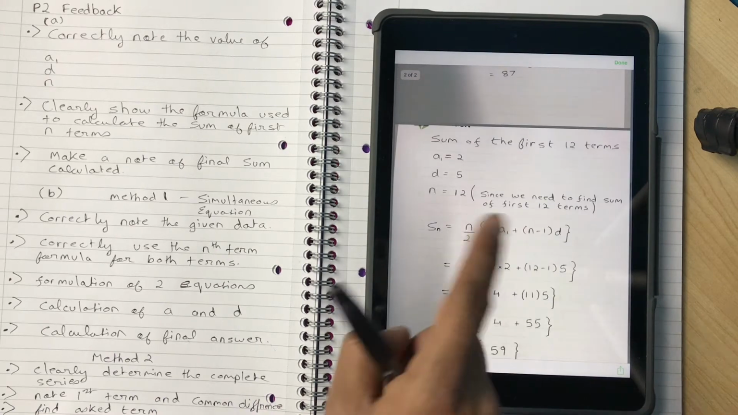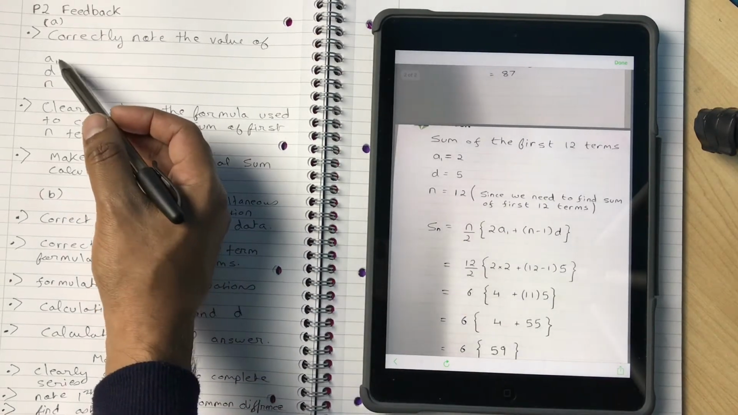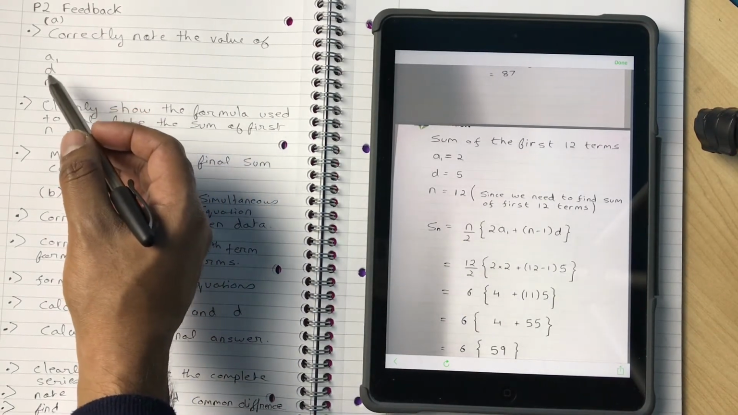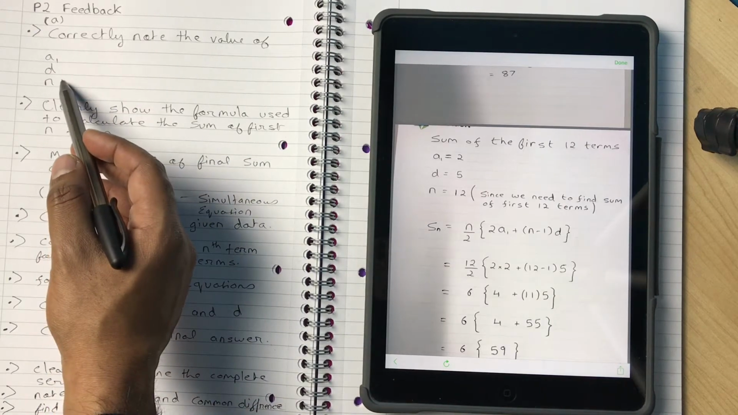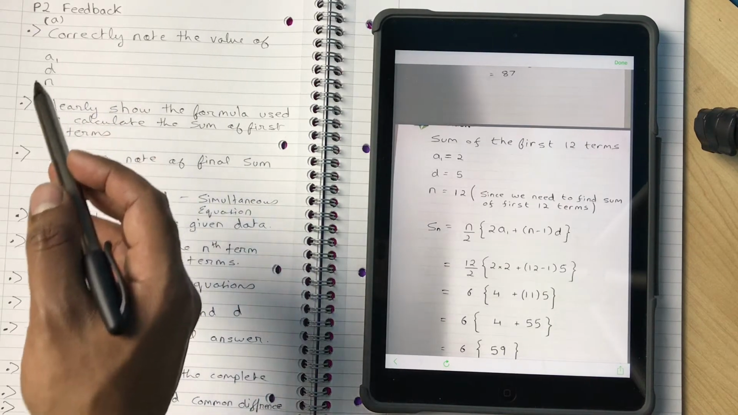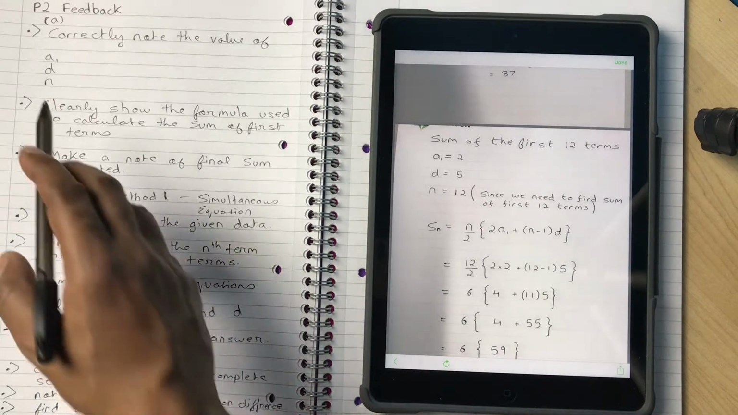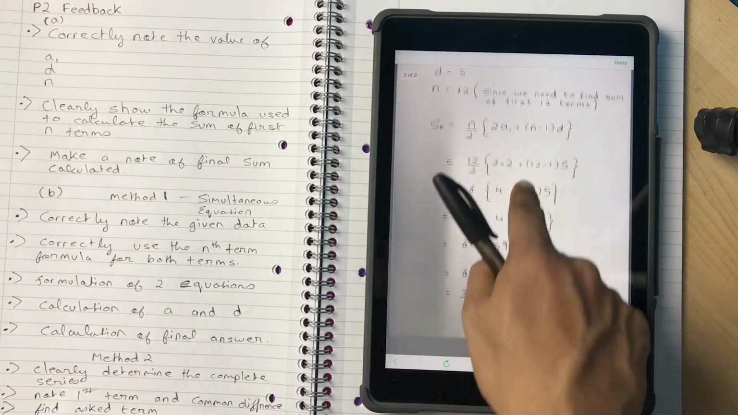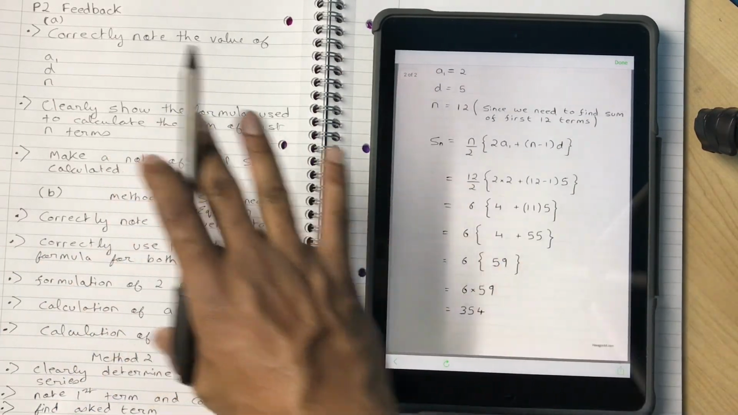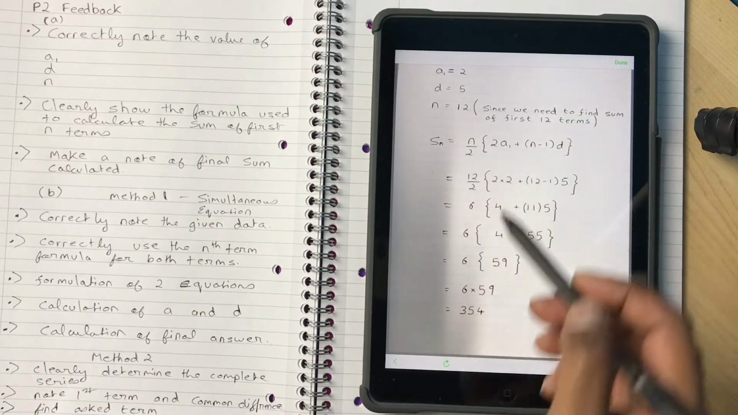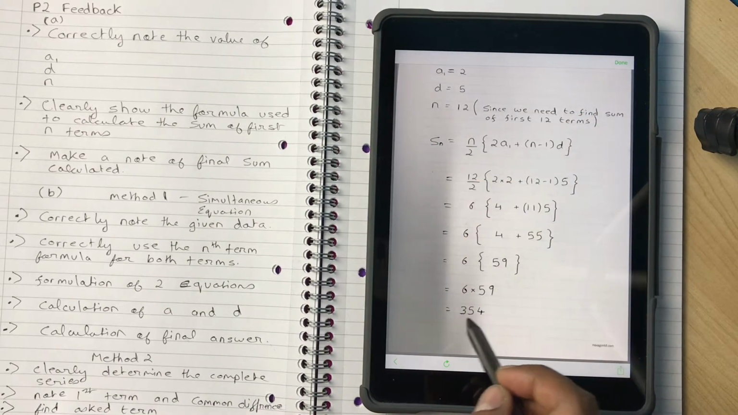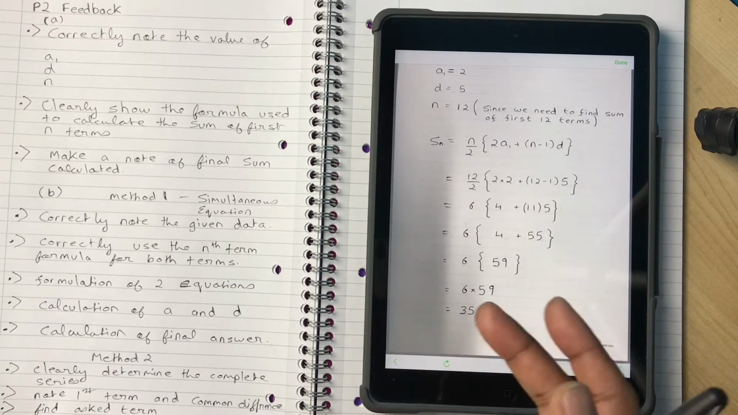Also make sure that you have clearly noted the values of a1, the first term, common difference, and the first n terms, whatever n is, whatever you have been asked. So make sure that you have clearly made a note of all of the information and finally calculated the sum. Now this is to help with the A.